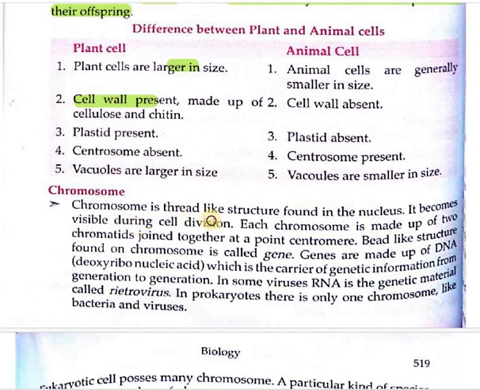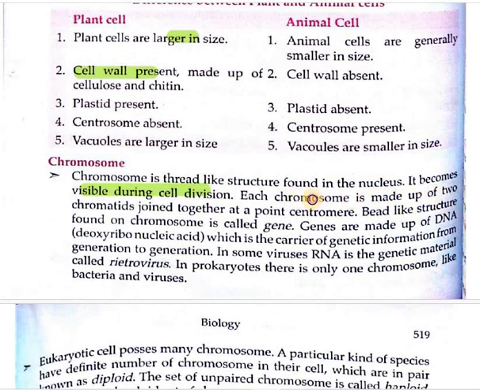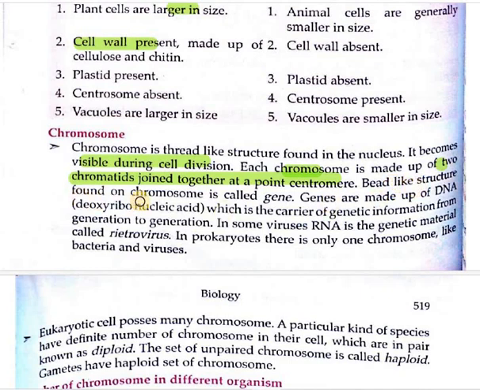What is a chromosome? A chromosome is a thread-like structure found in the nucleus. It becomes visible during cell division. Each chromosome is made up of two chromatids joined together at a point called the centromere. The bead-like structure found on a chromosome is called a gene. Genes are made up of DNA, which is the carrier of genetic information from generation to generation.